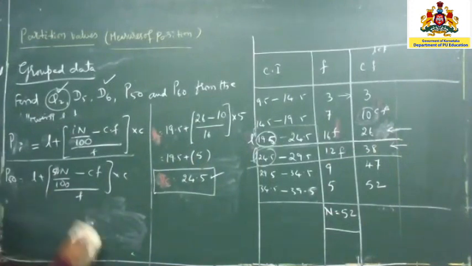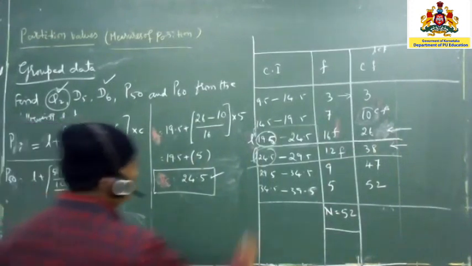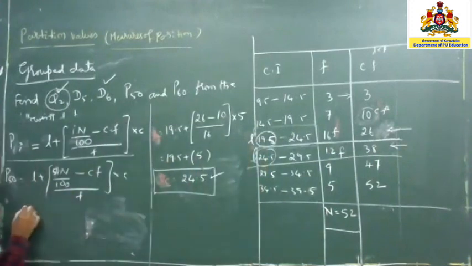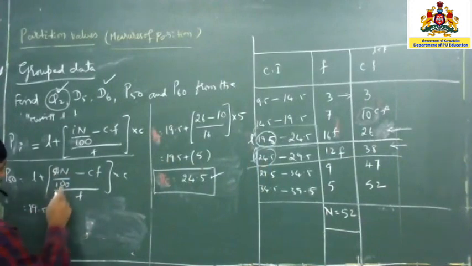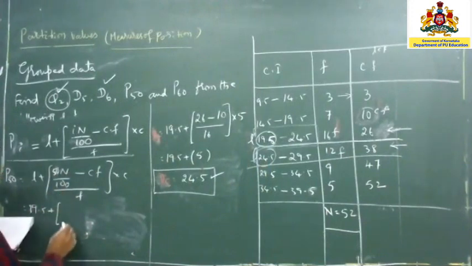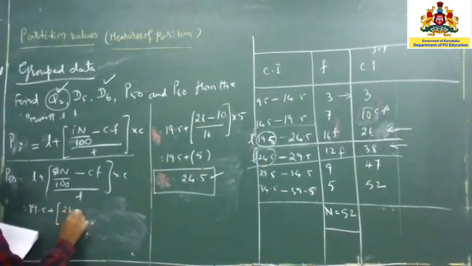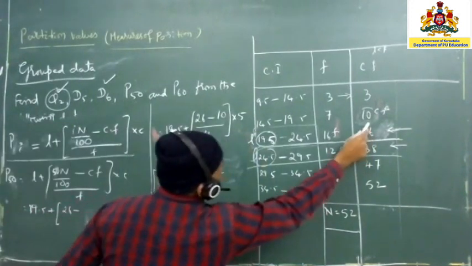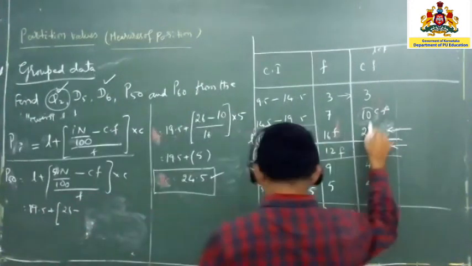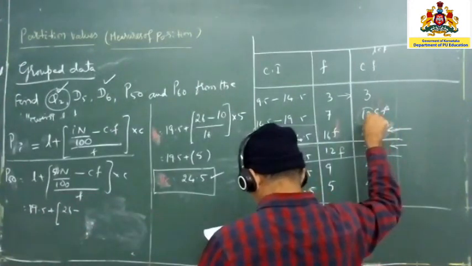When you substitute into this formula, what is the L value? The L value is 19.5. Substitute here 19.5 plus 50N by 100, which is 26, minus what is the CF value? See here, the CF is going to be 10.